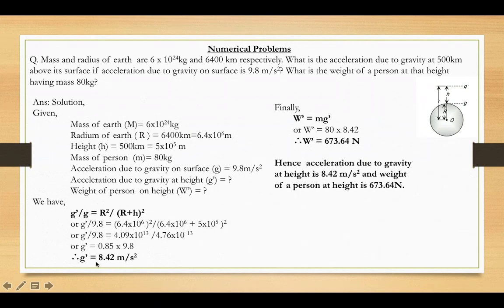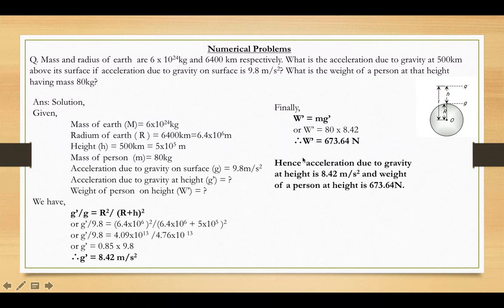That means the value of acceleration due to gravity 500 kilometers above is 8.42. On the surface it was 9.8, and at that height you will find 8.42. It is less. And now the next question asks what is the weight at that height. So you will apply the formula weight equals m g dash. Why? Because you are asked the weight at height, so at height means g dash you are going to apply. So m is 80 kg and g dash is 8.42.